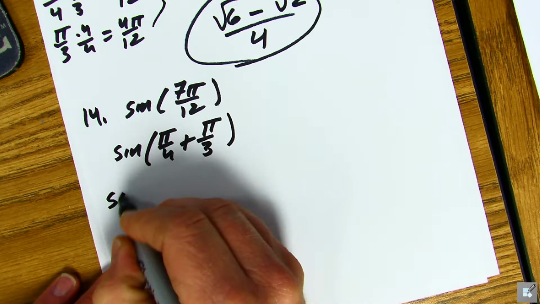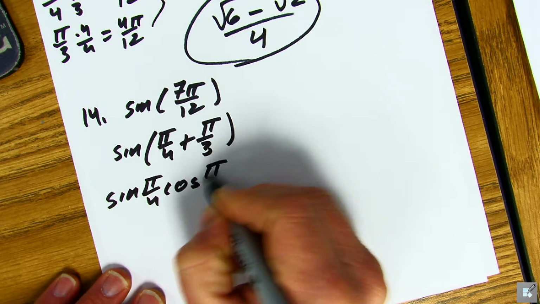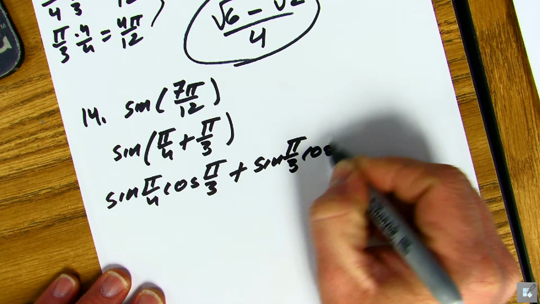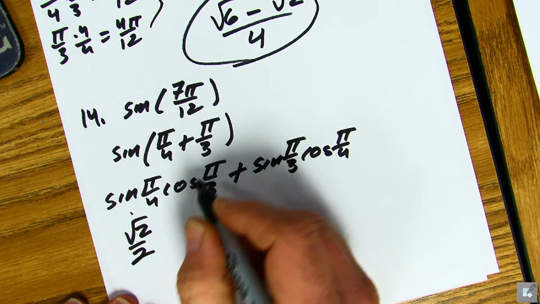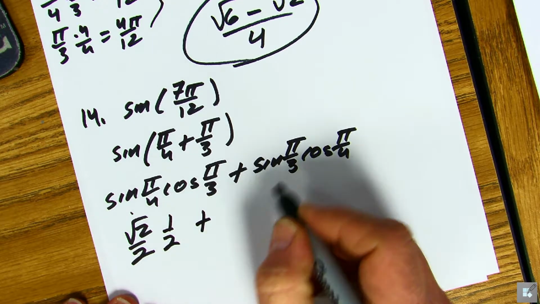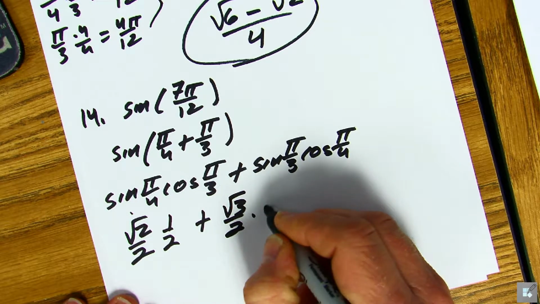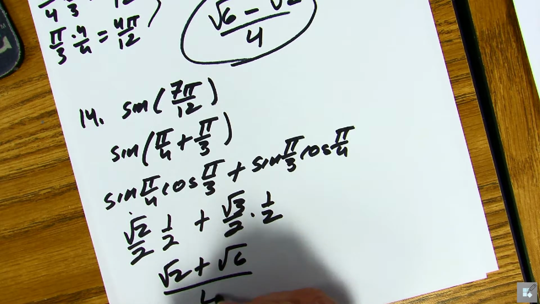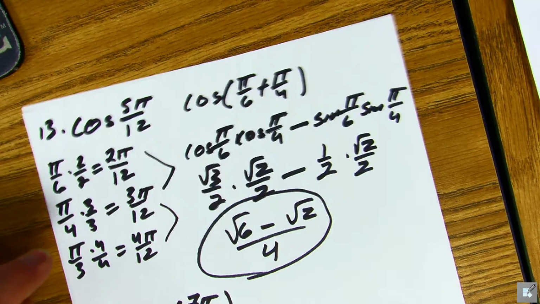That's going to give us sine pi over 4 cosine pi over 3 plus sine pi over 3 cosine pi over 4. Sine of pi over 4, square root of 2 over 2. Cosine of pi over 3, 1/2, plus sine of pi over 3, square root of 3 over 2. Cosine of pi over 4, 1/2, giving us square root of 2 plus the square root of 6 all over 4. And there's our answer. We're done. Look into number 15.